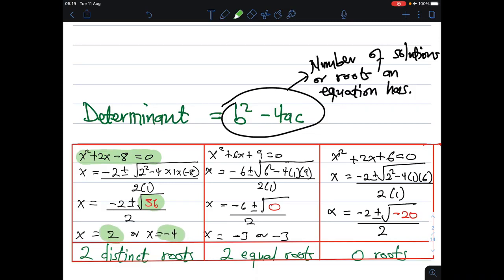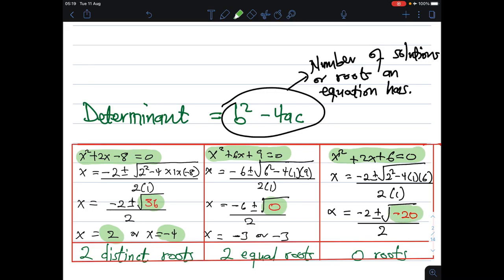Don't worry. The next example, we had this. We use the formula to solve it, and what is under the square root is 0. Now we had 2 answers, but the answers are the same, negative 3, negative 3. Now we had our final example, and we use the same formula to solve it, and what is under the square root is negative 20.